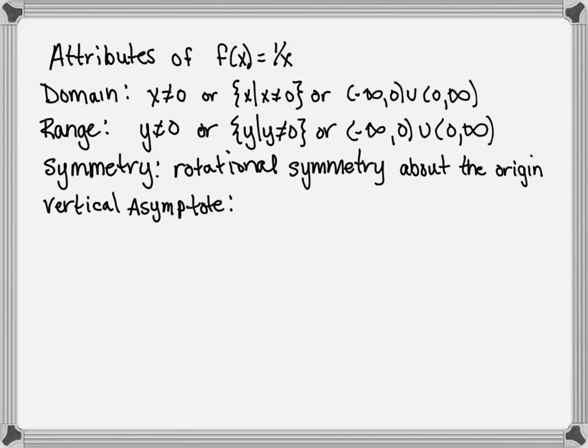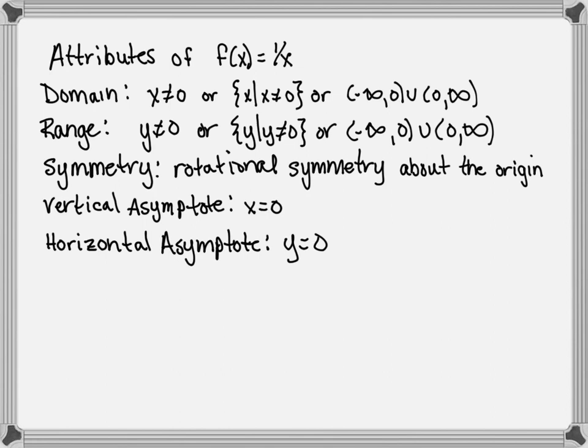We have a vertical asymptote at x equals 0, and we have a horizontal asymptote at y equals 0. These are both attributes. And because of these asymptotes, we don't have any x or y intercepts. So our graph does not cross or touch the x or y axis. And this is a summary of the attributes of the reciprocal function, also known as the inverse variation parent function.